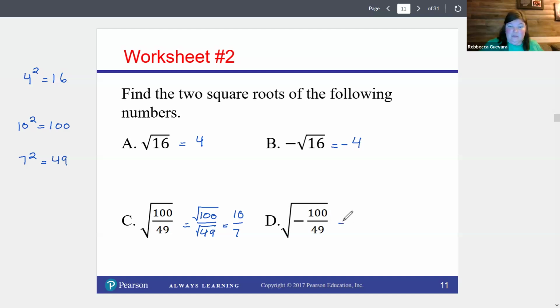And then here, well, we're doing the square root of a negative number. We can't do square roots of negative numbers. This one has no real number solution. Or we can say it's undefined in the real numbers.